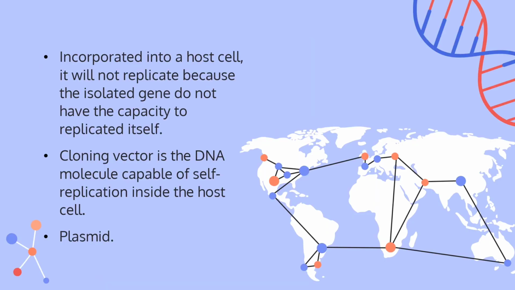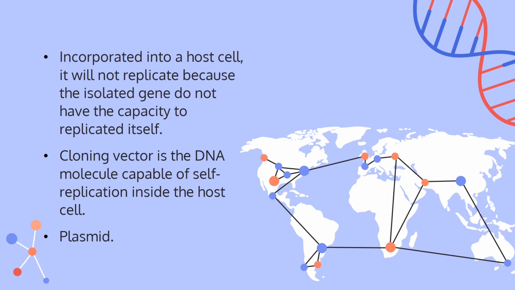An isolated gene cannot replicate itself when incorporated into a host cell, so a donor DNA fragment will not replicate in the host cell. The vector should be selected before the donor fragments are introduced into the host cell. Inside the host cell, cloning vectors can self-replicate their DNA. The cloned DNA fragment replicates inside the host cell with the help of the cloning vector. Here, we use the plasmid as a cloning vector.